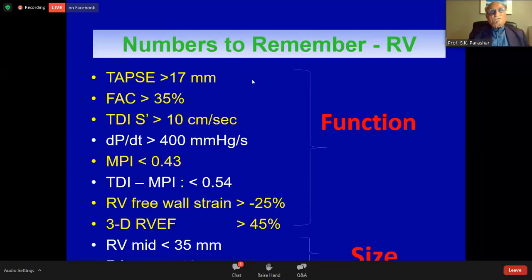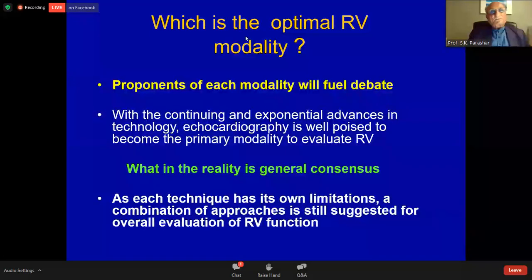And the numbers: we are happy if TAPSE is more than 17, fractional area change is more than 35, TDI systolic wave is more than 10, MPI is more than 0.43, RV free wall strain is more than minus 25, 3D RVEF is more than 45, and the RV mid diameter is less than 35 and area less than 18. So these are some of the figures which should always be kept in your echo lab. So what is the optimal RV modality?